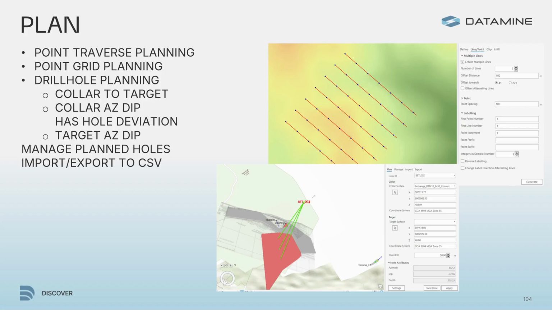Once you've got all your data together, you want to start planning what you're doing. So we've got great tools to be able to do soil grids, traverse grids, drill holes. You can plan your drill holes from collar to target as dip, so you can do back. And just really well integrated, really quick and easy to do. And then you can take that and create a drill hole project from it.